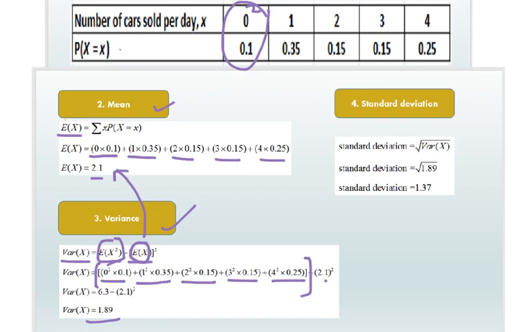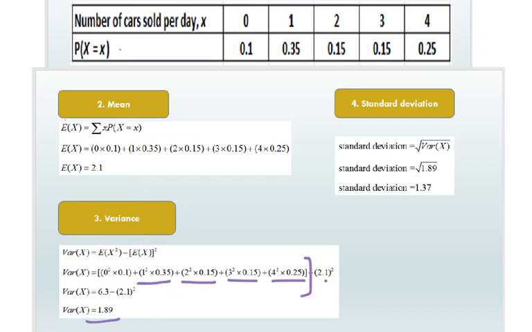And then for the fourth property of the probability distribution, we want to calculate the standard deviation. Whenever we have the variance, automatically we can have the standard deviation. To come up with the standard deviation, you need to square root the variance, which is the value we calculated in the third property just now, 1.89. So we substitute, and we will come up with 1.37. So that is the standard deviation for this probability distribution.